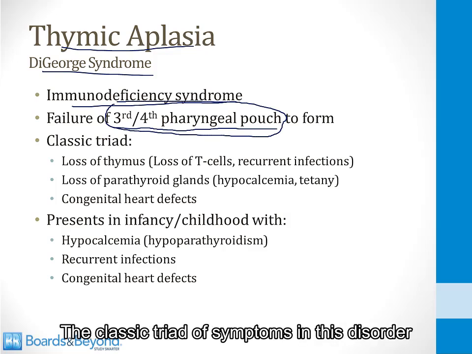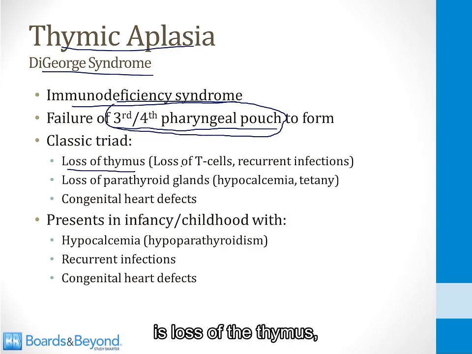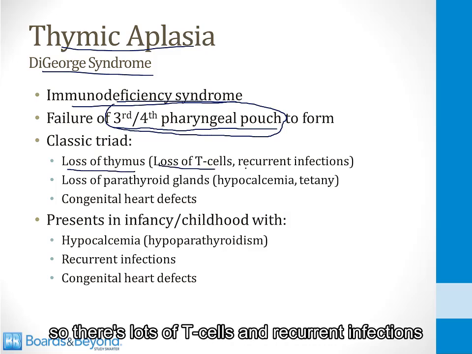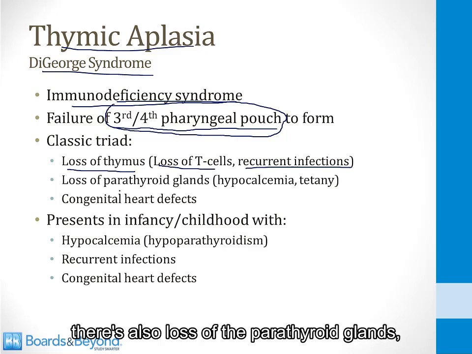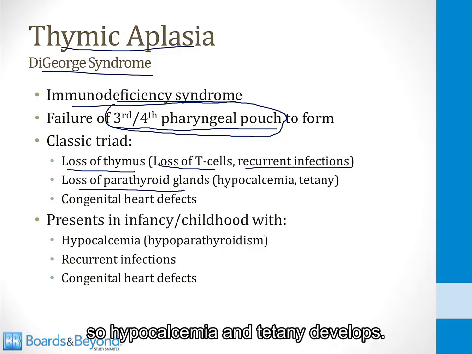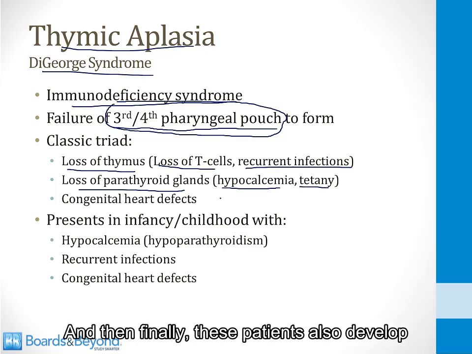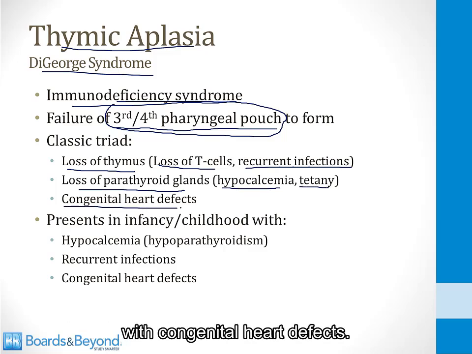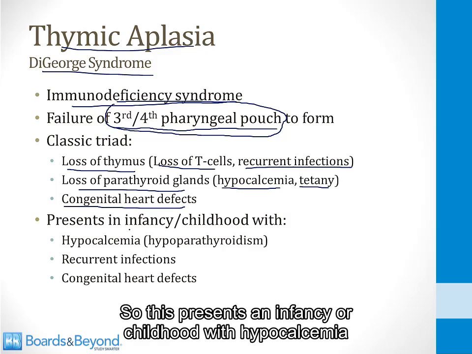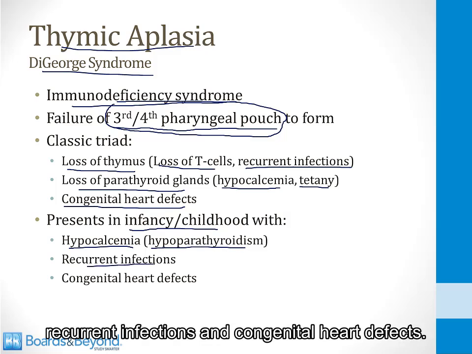The classic triad of symptoms in this disorder is loss of the thymus, so there is loss of T cells and recurrent infections from immunodeficiency. There's also loss of the parathyroid glands, so hypocalcemia and tetany develop, and then finally, these patients also present with congenital heart defects. So this presents in infancy or childhood with hypocalcemia from low parathyroid activity, recurrent infections, and congenital heart defects.